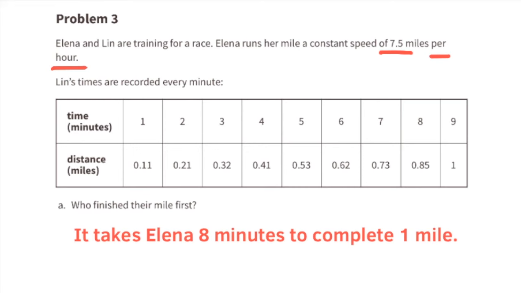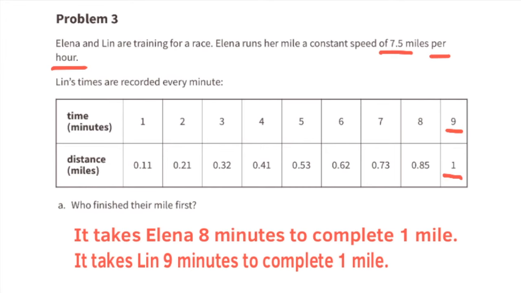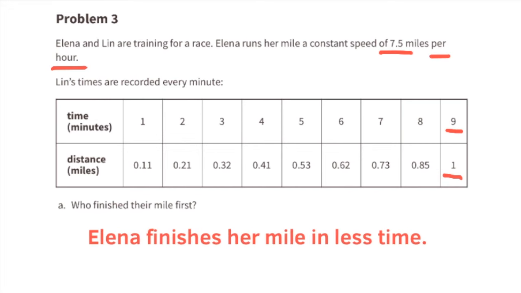Let's look at Lynn's chart. It takes Lynn 9 minutes to run 1 mile. It takes Elena 8 minutes to complete 1 mile, and it takes Lynn 9 minutes to complete 1 mile. Elena finishes her mile in less time.